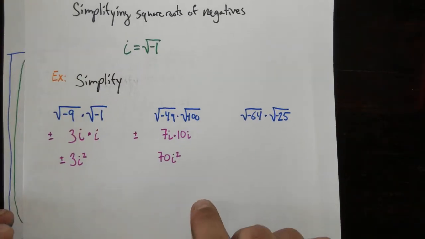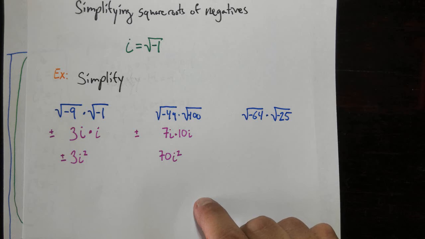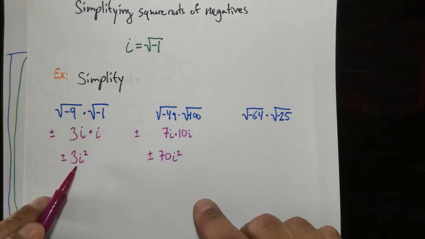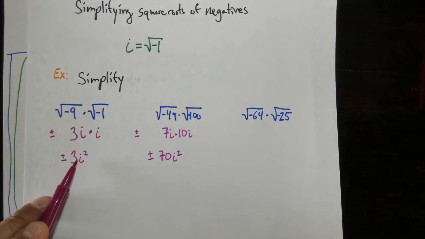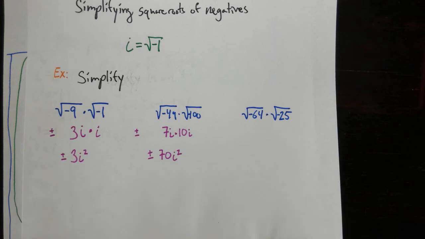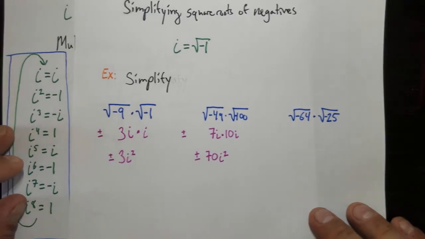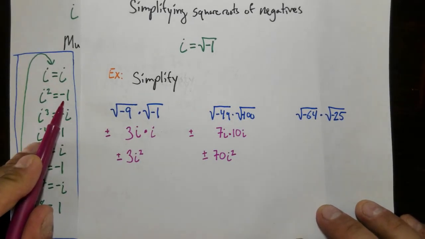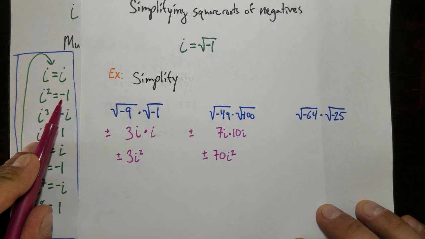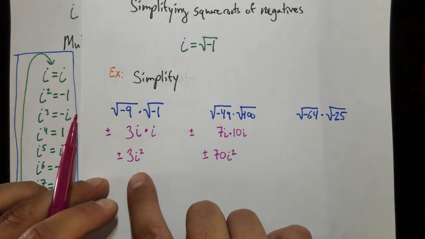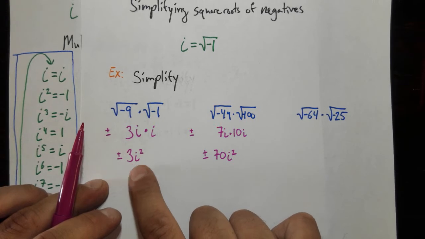Now, I've done 2 of these so far. And hopefully you guys maybe notice something, and that is, can we continue to simplify i squared? And that is true. We can simplify i squared, because we know i squared is equal to negative 1. So how about we simplify further and replace i squared with negative 1?